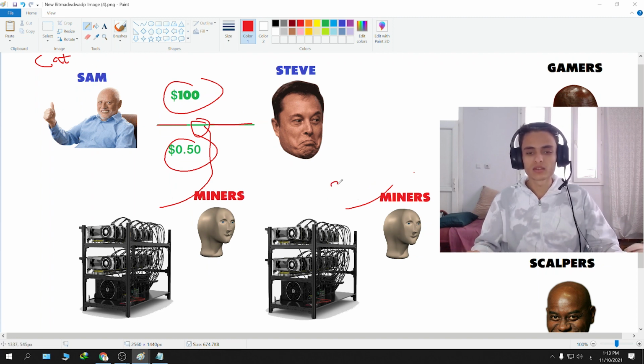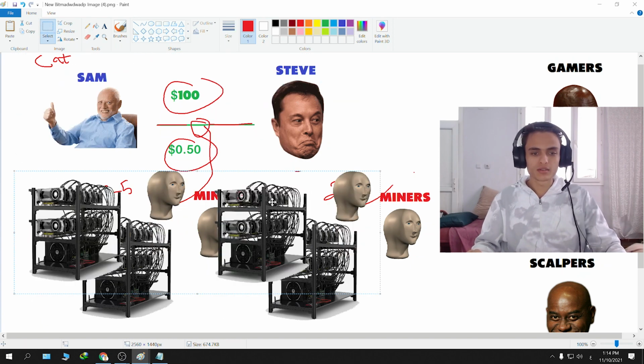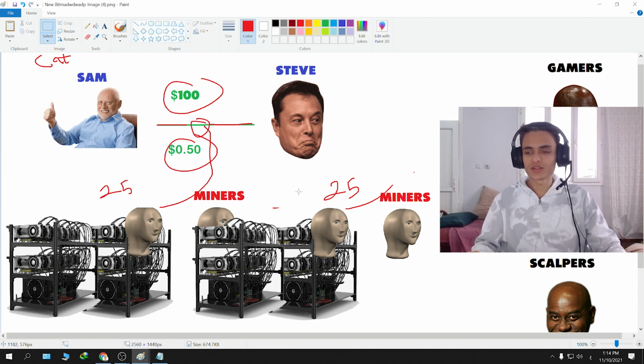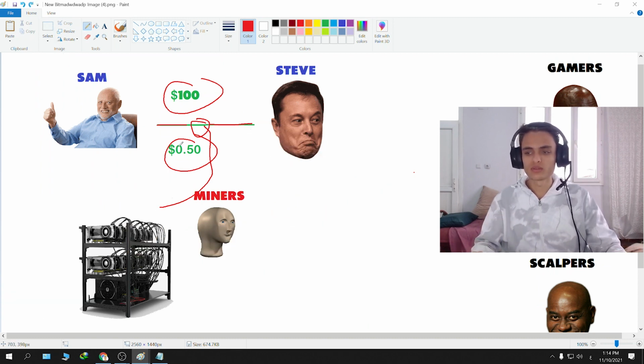Both of them will get 25 cents. If we assume they have the same number of graphics cards and hash power, we've got 4 miners, so everyone will get like 20 cents or something. Hope you understood the profit of mining.